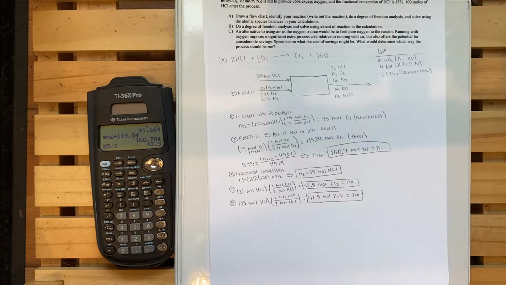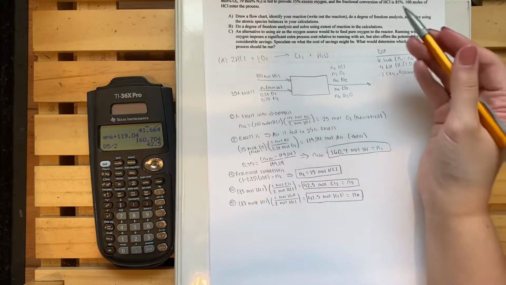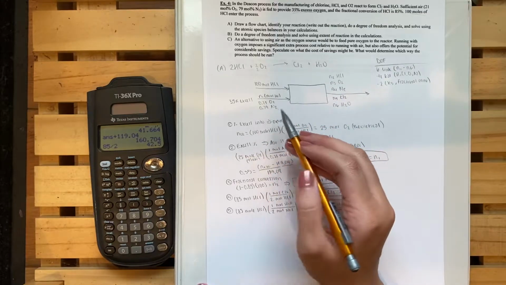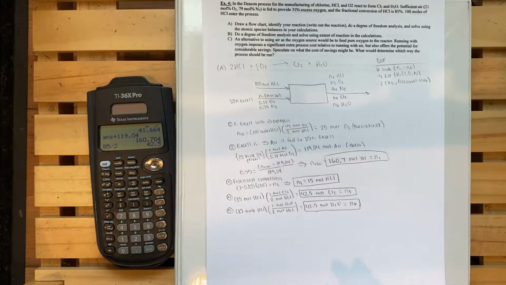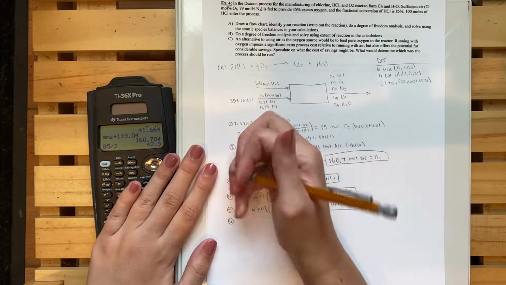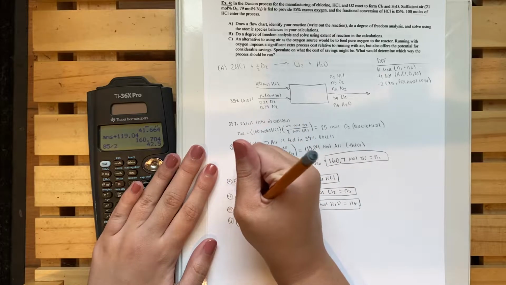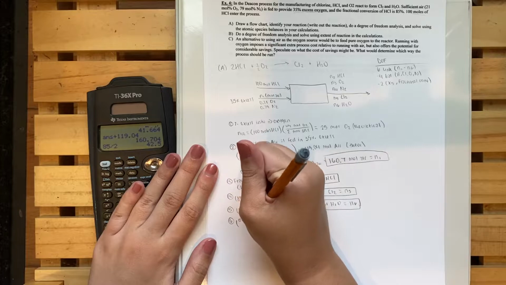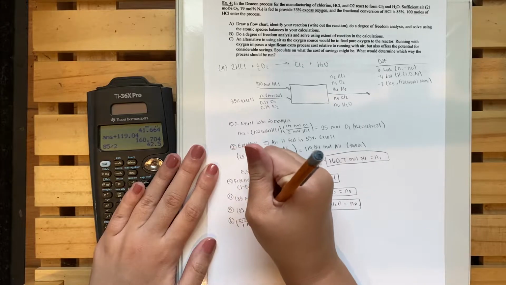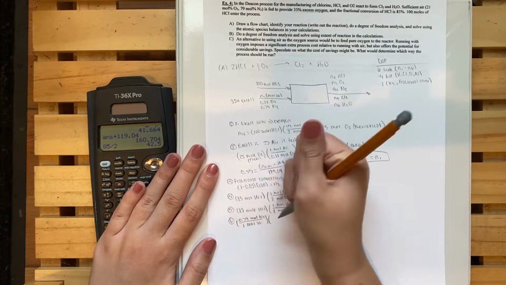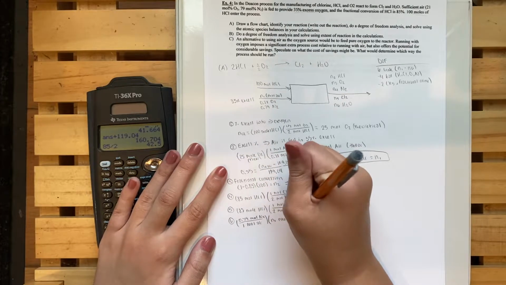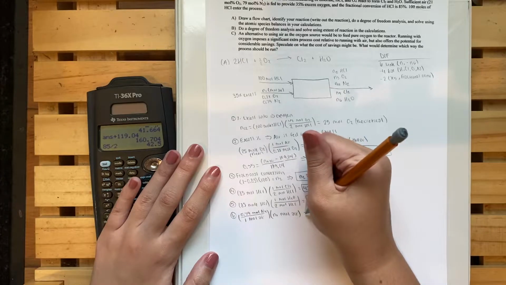And then next we're going to figure out what our N4 stream is, and that is going to be equal to the amount of nitrogen that we have going into the process. So we're just going to figure out how much nitrogen we're feeding to the process. So we're going to have 0.79 moles of N2 per mole of air, and we have N1 moles of air being fed to the process.